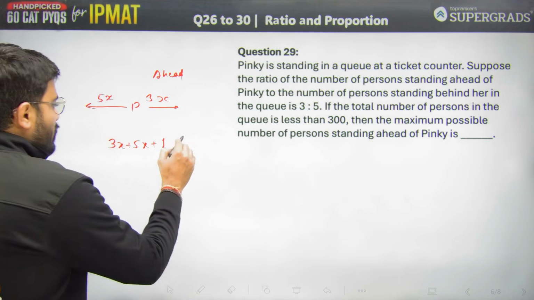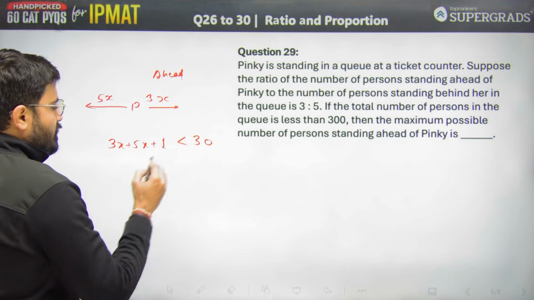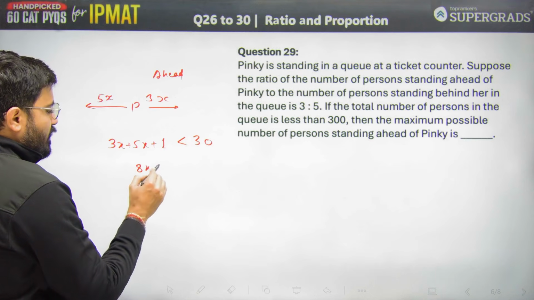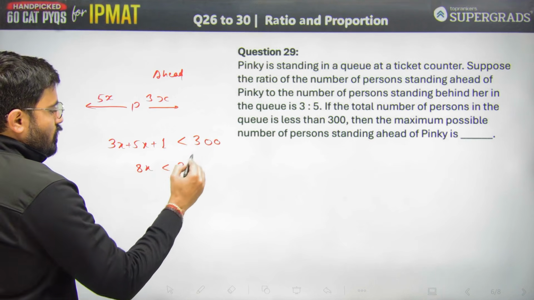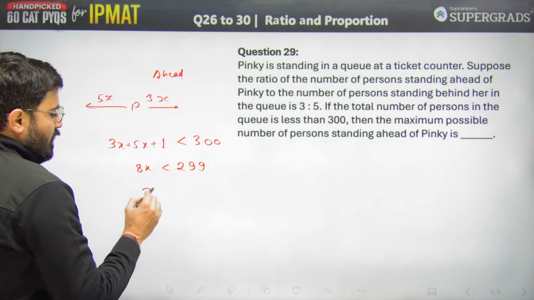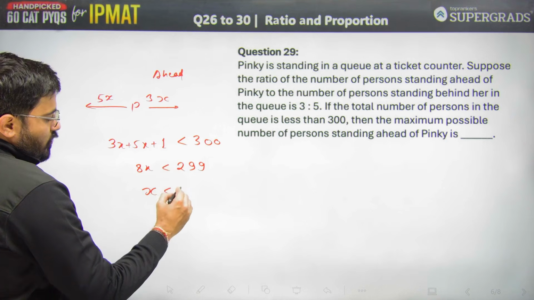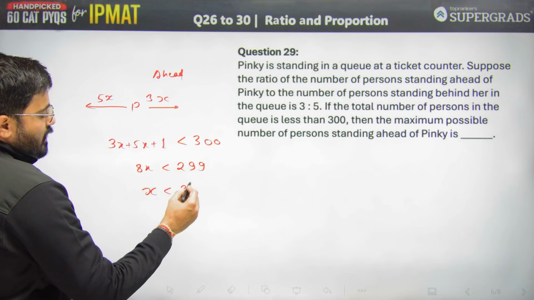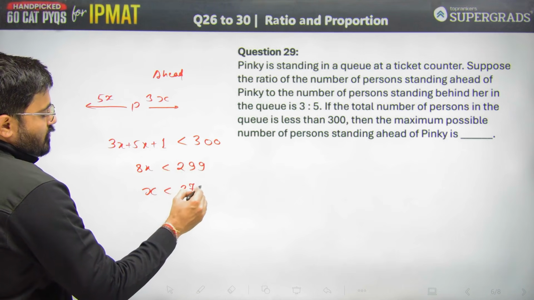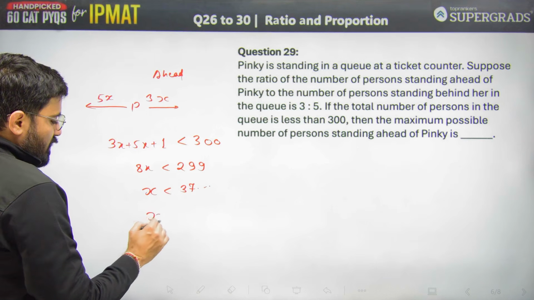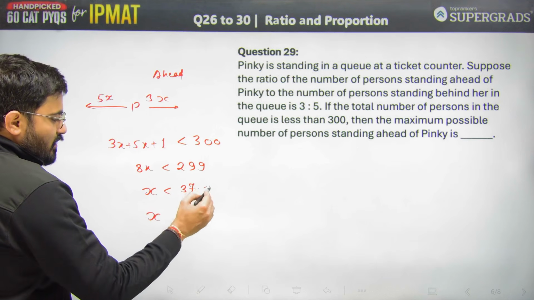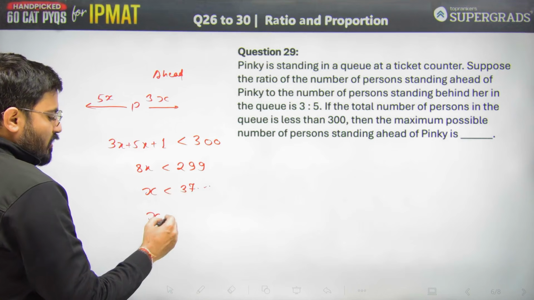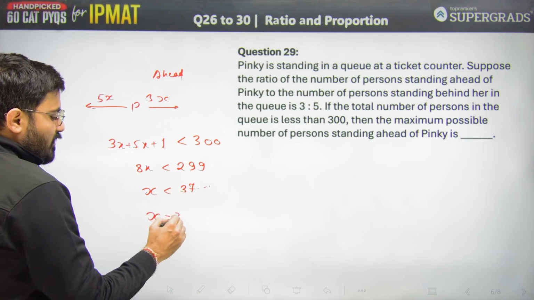This is less than 300. So 8x is less than 299. So x is less than, 8 into 3 is 24 and I'm left with 59. So 8 into 7 is 56, so 37 point something. So x is less than 37 point something. So the maximum value of x is 37.